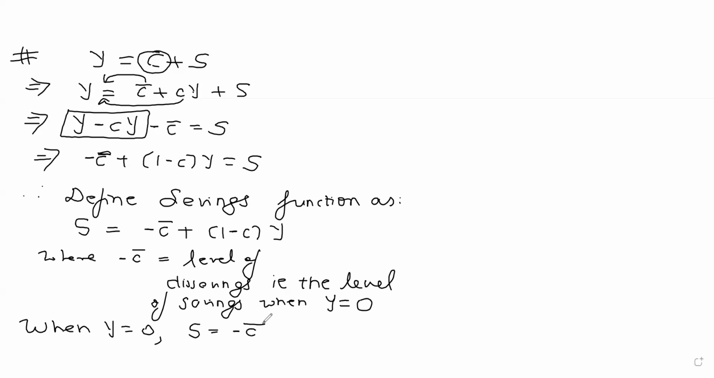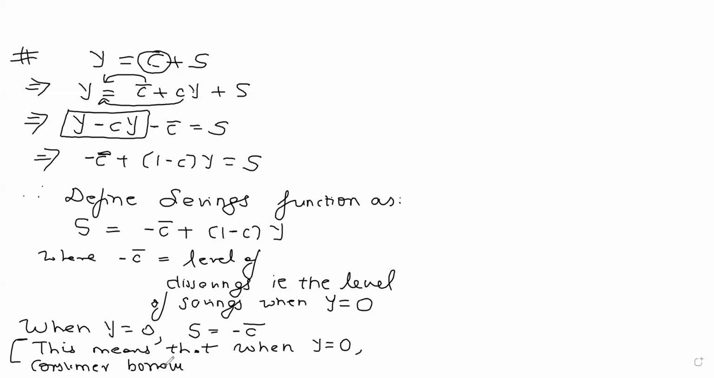Savings are negative means you are borrowing. When your income is 0, you are borrowing money to finance consumption. So I can say that this means that when income is 0, the consumer borrows to finance its consumption.